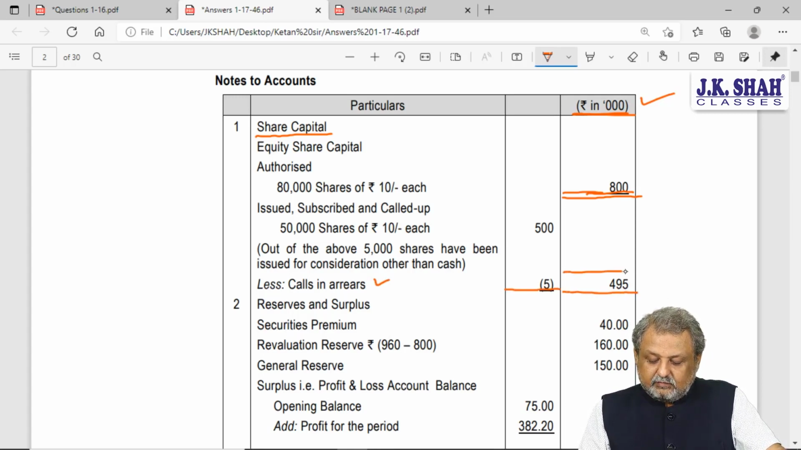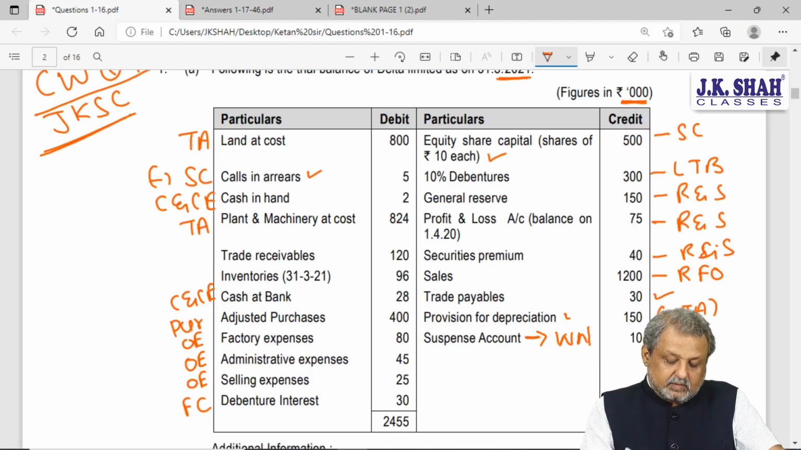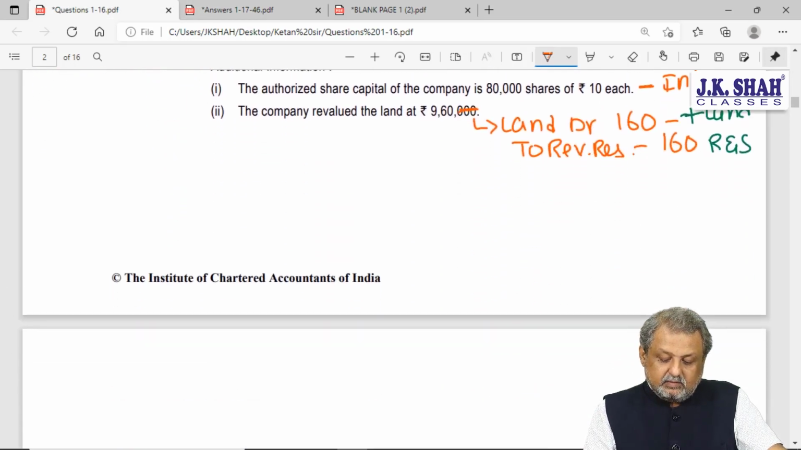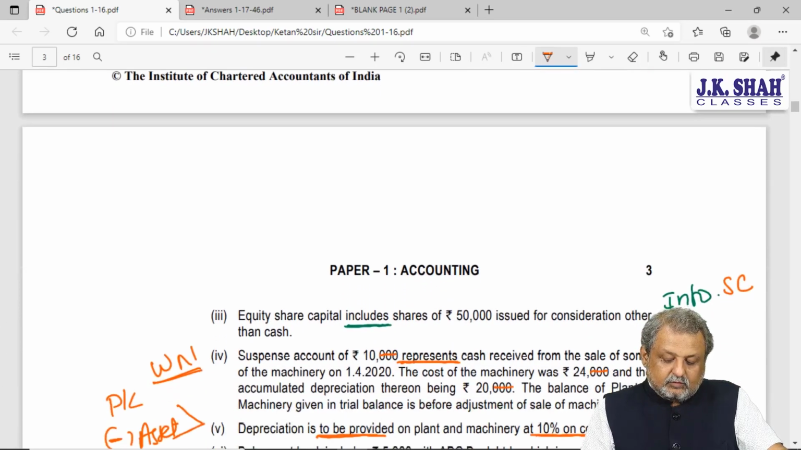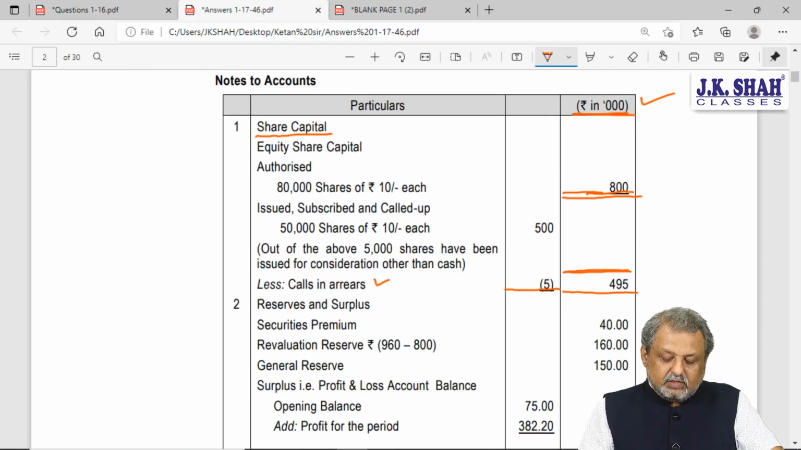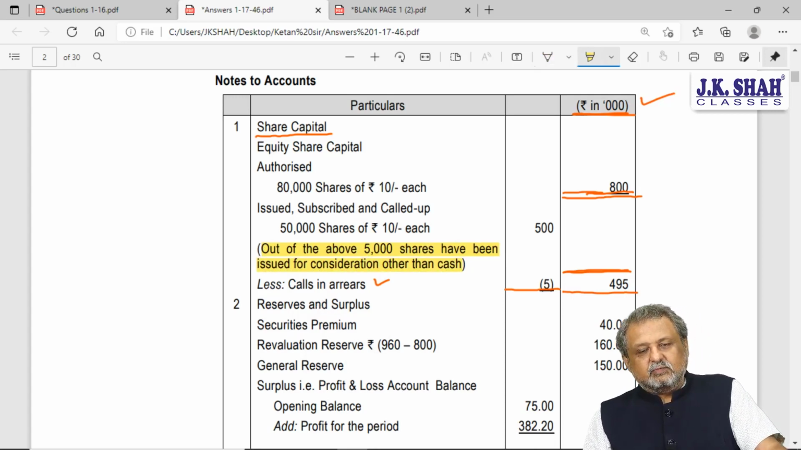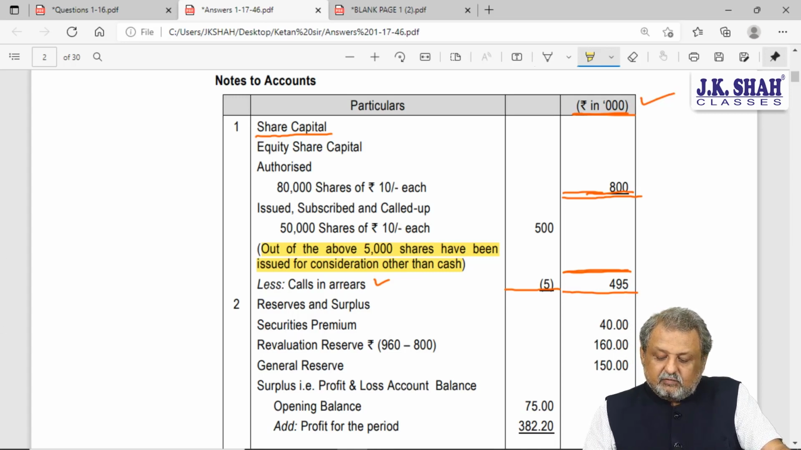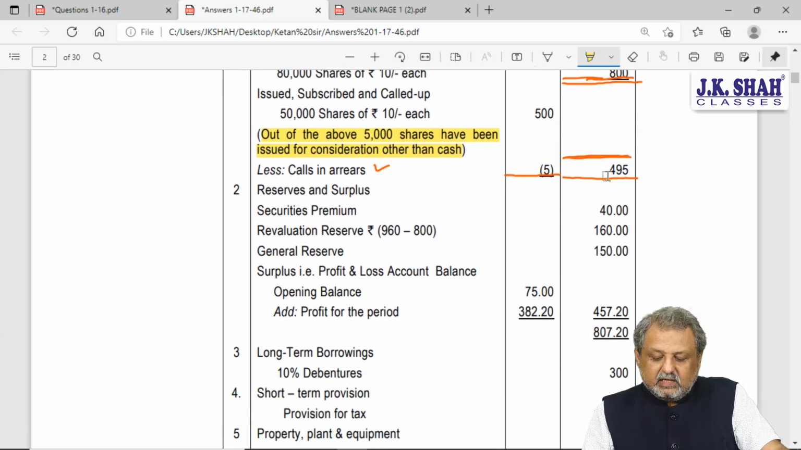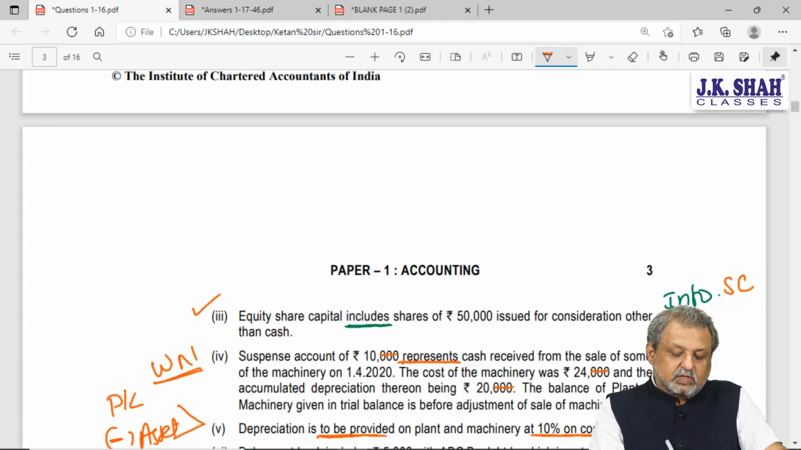This is 495. But in adjustment number 3, equity share capital includes shares of 50,000 issued for consideration other than cash. Now that is information which should be provided here. Now either you write it immediately below this or you write it below calls in arrears, it is one and the same. Preferably after note 1, note 2, leave one line, take the total and then go to the next one. Then note 2 is always reserves and surplus.